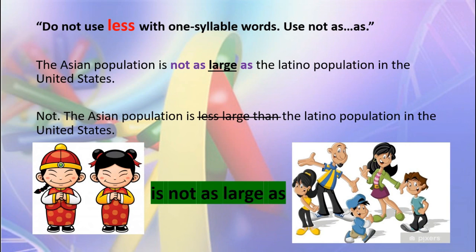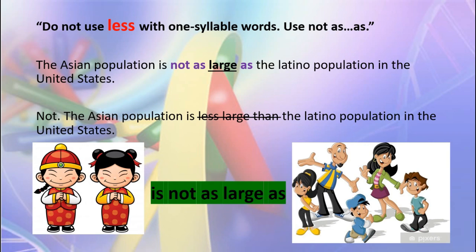So don't use less with one syllable words. Please use not as... as for these examples. For example, the Asian population is not as large as the Latino population in the United States. Not the Asian population is less large than the Latino population in the United States. Please use not as... as.